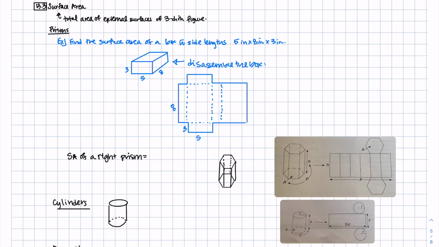Welcome back. So in section 13.3, we're going to be talking about surface area. Our surface area is the total area of the external surfaces of a three-dimensional figure. So when I measure surface area, what I am measuring the surface area on is a three-dimensional figure like a cube or a box or a cylinder.